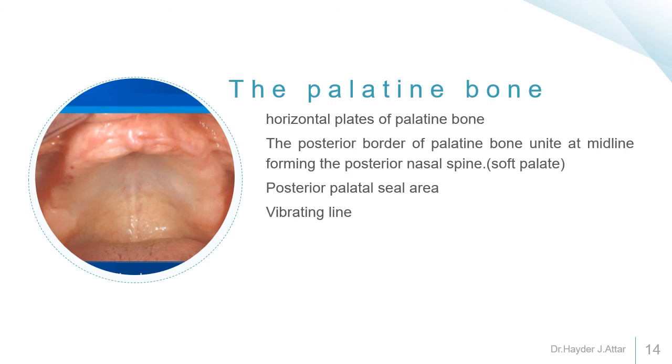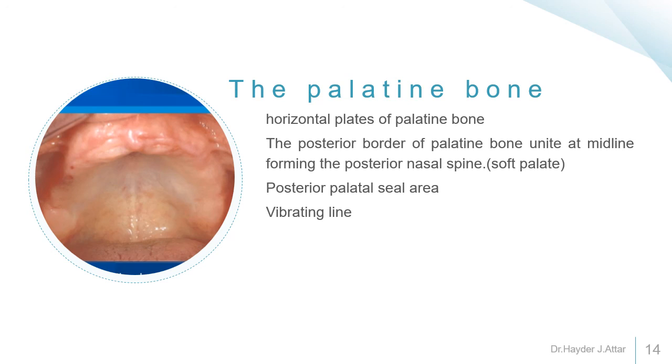The palatine bone. The horizontal plate of the palatine bone articulates anteriorly with the horizontal palatal process of the maxillary bone to form the posterior part of the hard palate. The horizontal plates of the palatine bone unite at the midline posteriorly to form the posterior nasal spine. The posterior nasal spine and the posterior border of the palatine bone represent the extension of the soft palate.